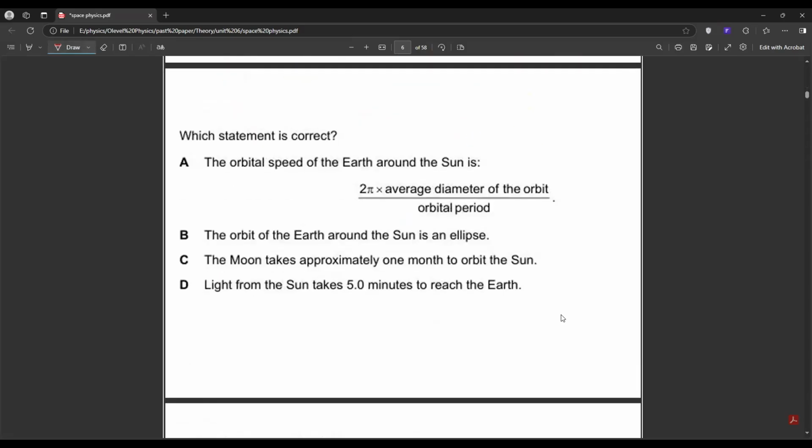Which statement is correct? The orbital speed of the Earth around the Sun is this. No, this should have been the average radius. Then it would have been correct. The orbit of the Earth around the Sun is an ellipse. B is the correct answer.